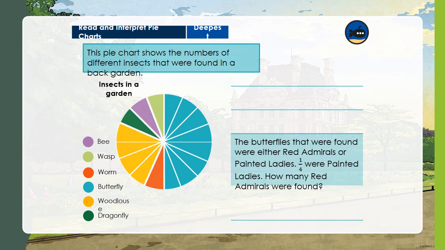The remainder was red admirals. So what's the difference between 12 and 48? Yeah, just follow your 12 times tables. We know that 12 times 4 gives us 48. So if we've already taken off one of those 12s, then we've got 3/4 left. 1/4 was 12. 3/4 is going to be 12 times 3, which gives us 36. So there were 36 red admirals found.